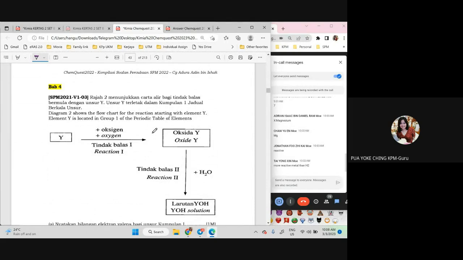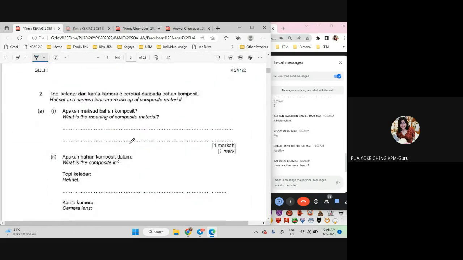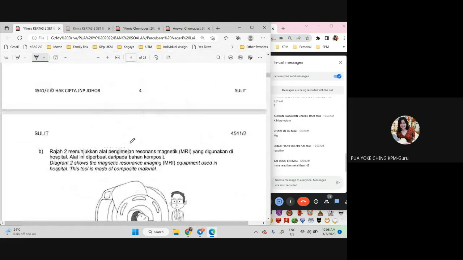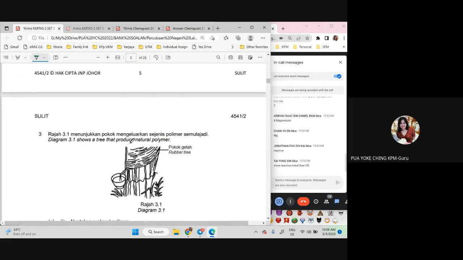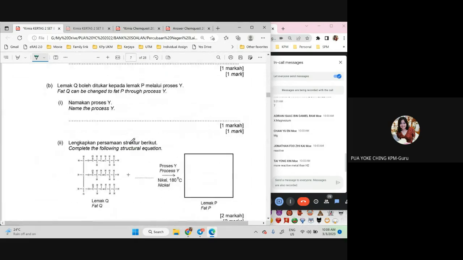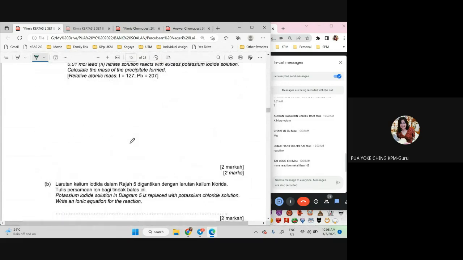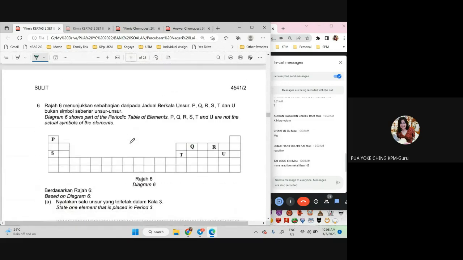So we already covered 2 and 3. So then saya nak pergi ke chapter 4. Okay, chapter 4. Dalam this one, ada di belakang sikit, I think. Chapter 4 in the MPSM set 2 is your question number 6.